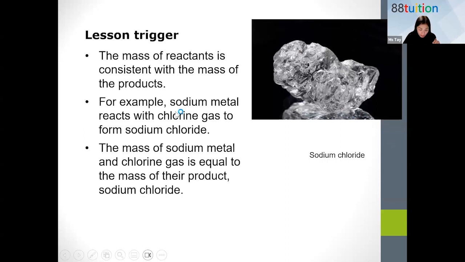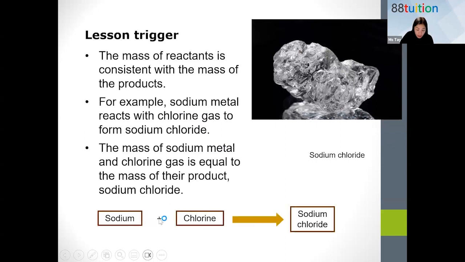So, an example here: sodium metal reacts with chlorine gas to form sodium chloride. This is the sodium chloride that you're looking at. When you write a word equation, we practiced a little bit last week, right? Sodium plus chlorine gives you sodium chloride. You only need to know up to this level.